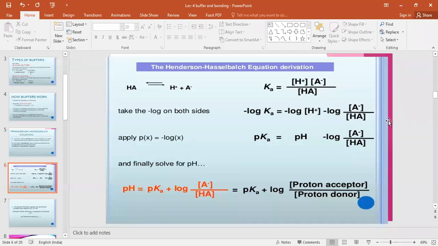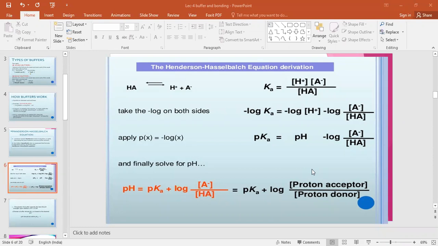Base, right? Who said acid? Proton donor means acid, and proton acceptor means base, right? So pH is equal to pKa plus log of base upon acid. Okay, this is the Henderson-Hasselbalch equation.